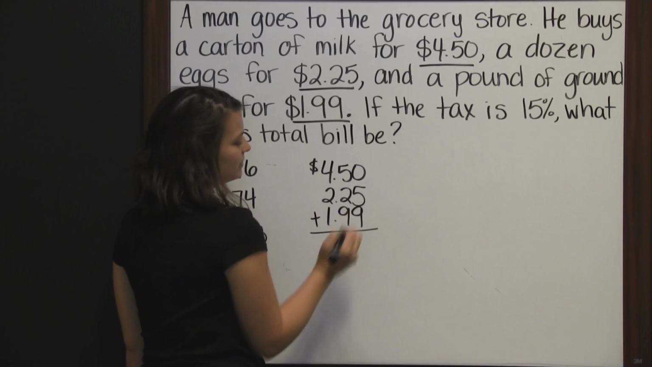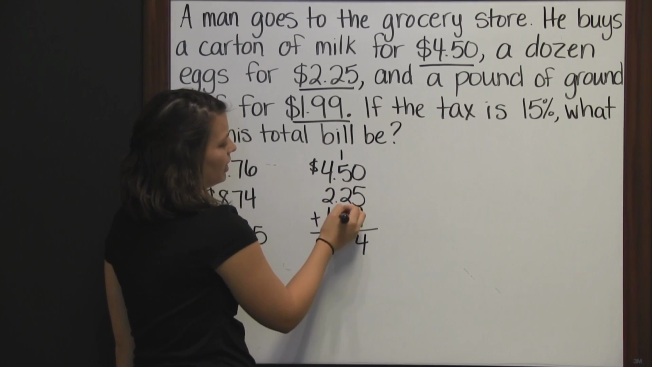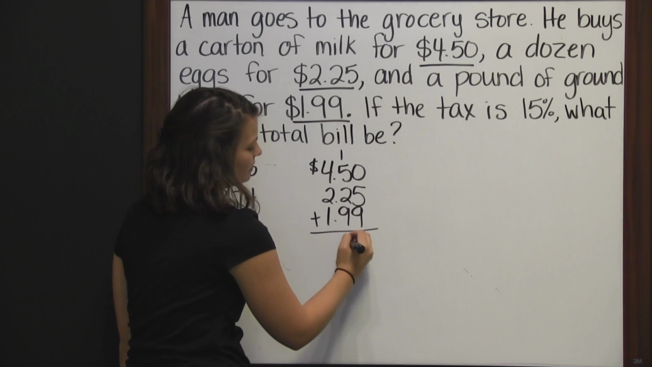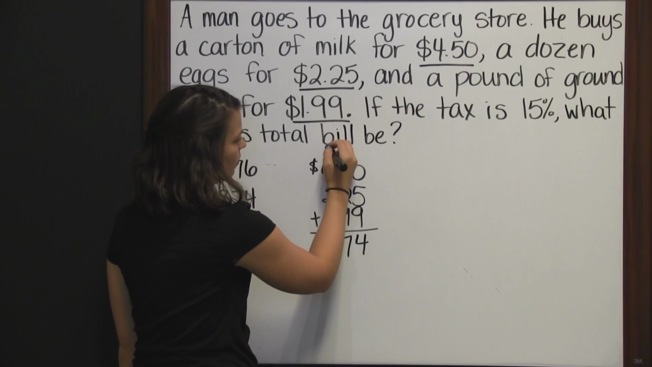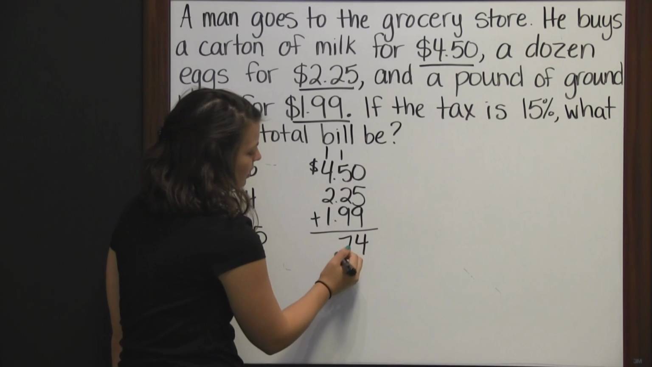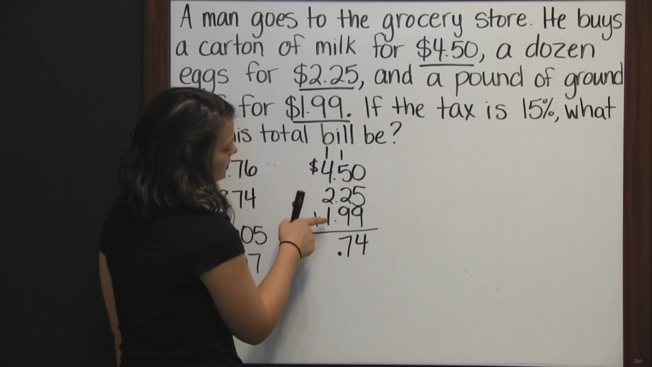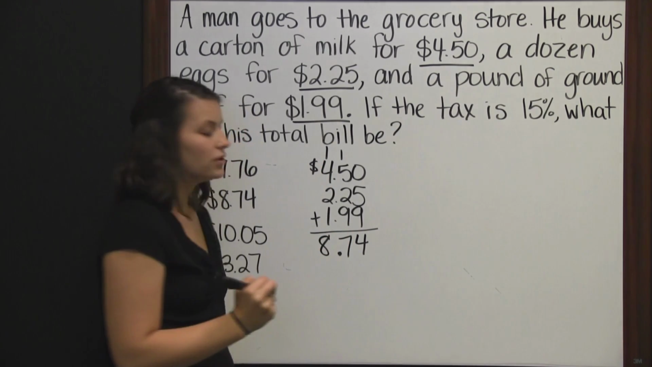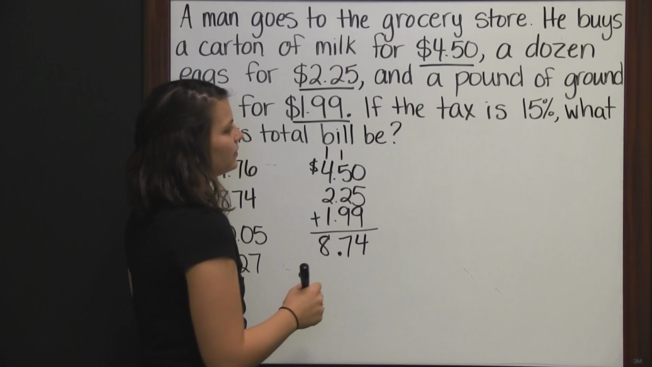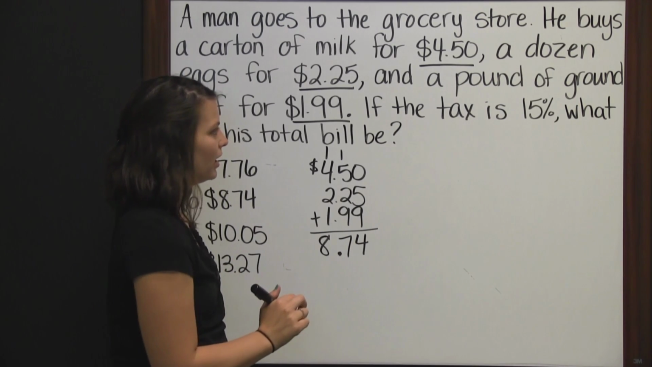And we're adding those. 9 plus 5 is 14. So write the 4 and carry the 1. 9 plus 1 is 10. 5 plus 2 is 7. So 10 and 7 is 17. So write the 7 and carry the 1. And don't forget that when you're adding, you need to line up the decimals, and you can just bring that decimal right down into your answer. So we have 4 plus 2 is 6, 7, 8. So his total before he pays tax is $8.74.